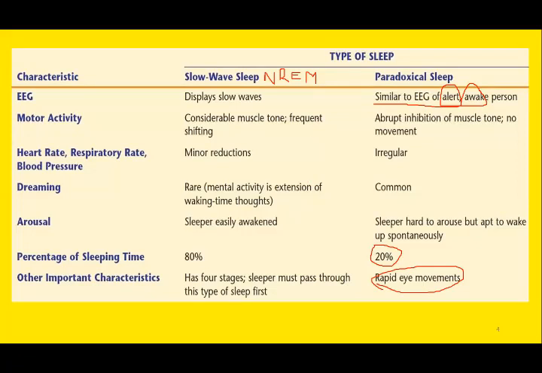Another important feature of REM sleep, besides the rapid eye movement, is that all the physiological parameters are fluctuating. For example, the heart rate or pulse rate, respiratory rate, as well as the arterial pressure. All these CVS parameters are irregular. So you may see fluctuations in these parameters, unlike slow wave sleep or non-REM sleep, in which there is no significant fluctuation in these parameters. So this is yet another difference between the two types of sleep.